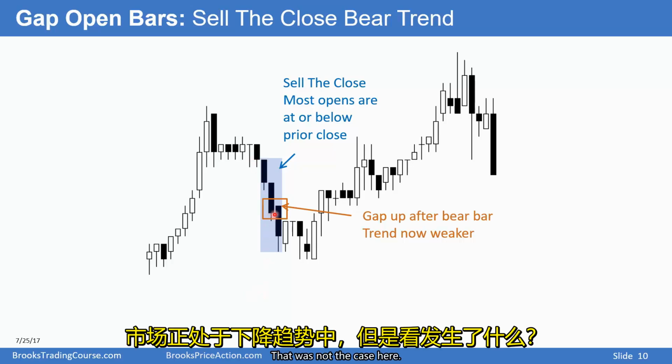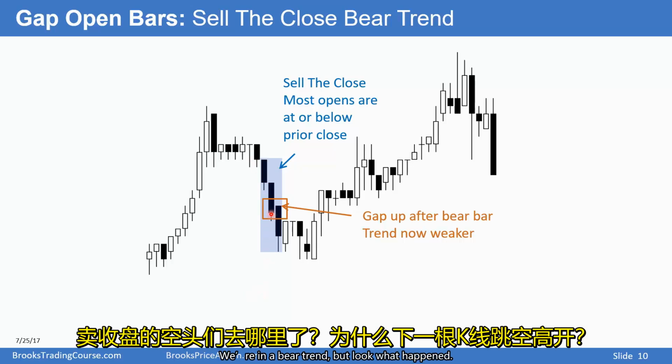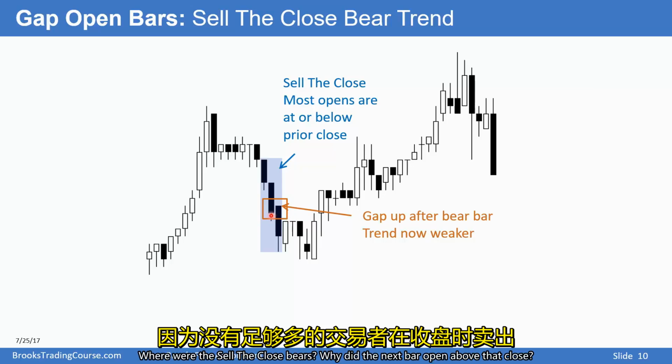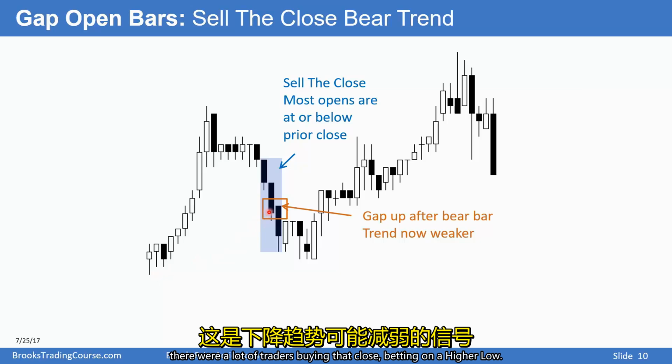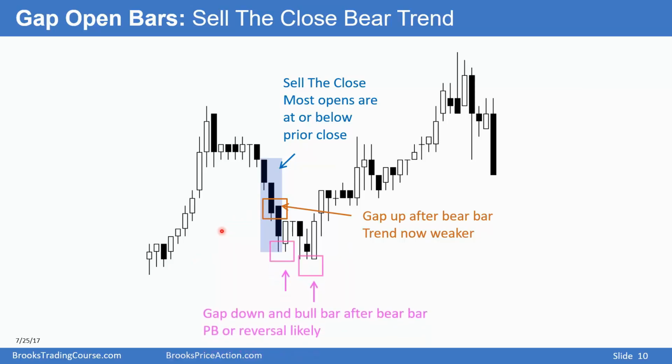We're in a bear trend, but look what happened. Where were the sell the close bears? Why did the next bar open above that close? It's because instead of traders selling that close, there were a lot of traders buying that close, betting on a higher low. And that is a sign that the bear trend might be weakening.